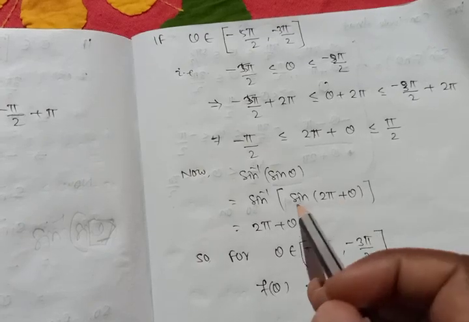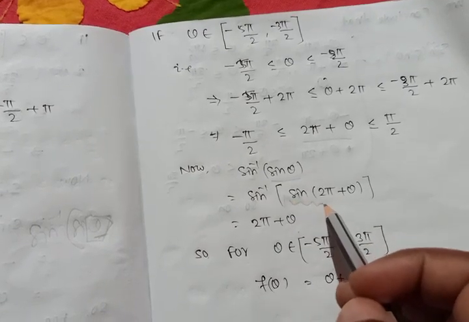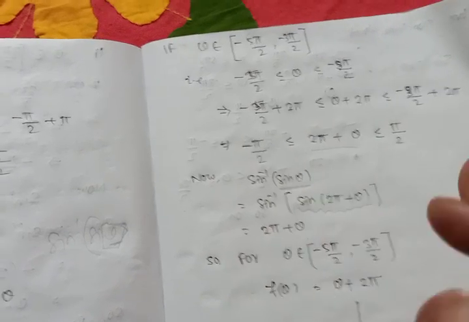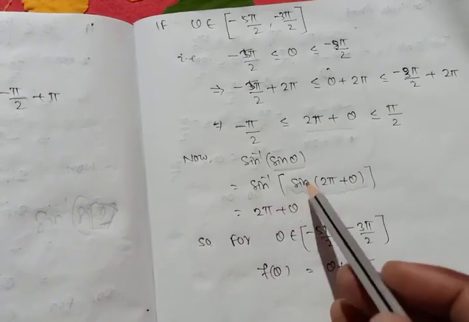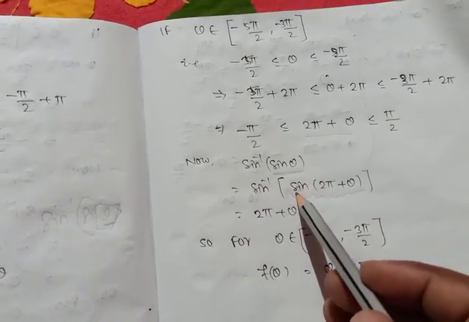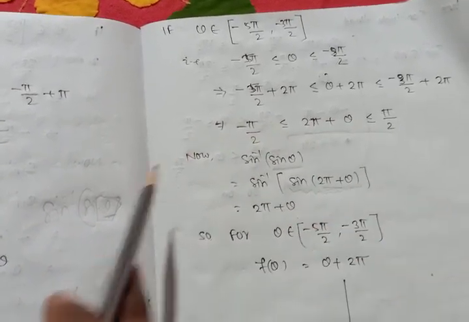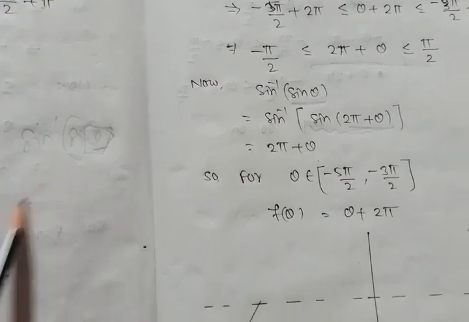Now the question is: is sine of 2 pi plus theta equal to sine theta? Yes, it is, so there is no need to multiply by a minus symbol. Now this sine inverse and sine can be cancelled out, because this value is in between minus pi by 2 and pi by 2. Okay, so what do we conclude here?